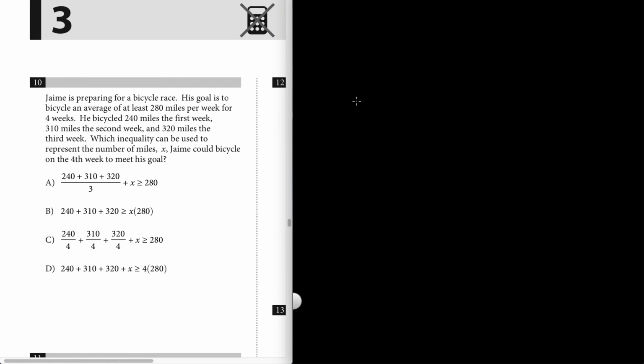Jamie is preparing for a bicycle race. His goal is to bicycle an average of at least 280 miles per week for 4 weeks. So 280 miles. Again, every sentence you read, you should write something in terms of math, so you don't have to reread that. So 280 miles a week for the next 4 weeks. All right. He bicycled 240 miles the first week, 310 miles the second week. So I'm going to write first week, 240. Second week, 310. 320 is the third week, so third week, 320.